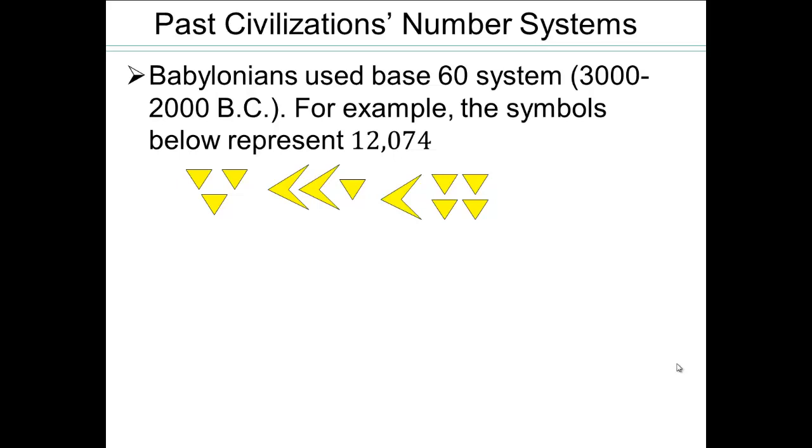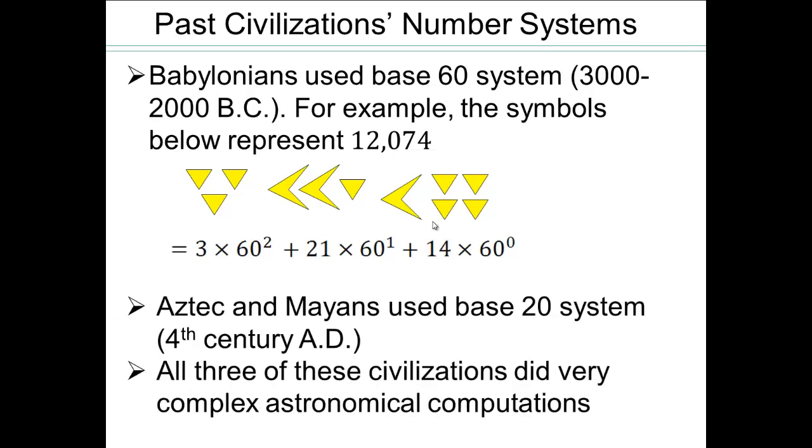We have 60 seconds is 1 minute, 60 minutes is 1 hour, and so on. The way they wrote their numbers were upside down triangles for one, sideways symbol like this for tens. And so 12,074 was written in this manner, and in our system, this is what might make sense to you. The Aztecs and the Mayans used base 20 system in the 4th century AD, and all three of these civilizations did very complex astronomical computations.